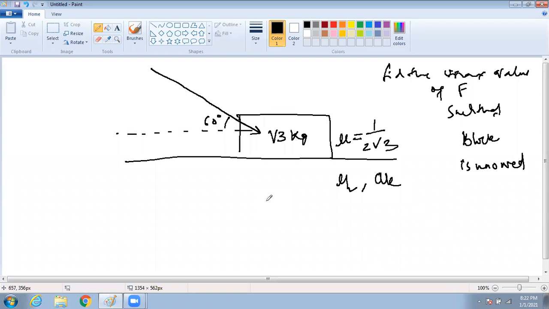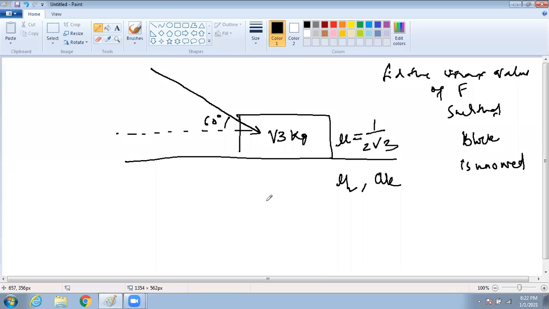Mu L or mu K? Pritam. Sir, mu L means it's actually mu S only, no, sir? Yeah, mu L is static friction. Limiting friction is basically the maximum value of the static friction. We will always use mu L. We'll never use mu S.